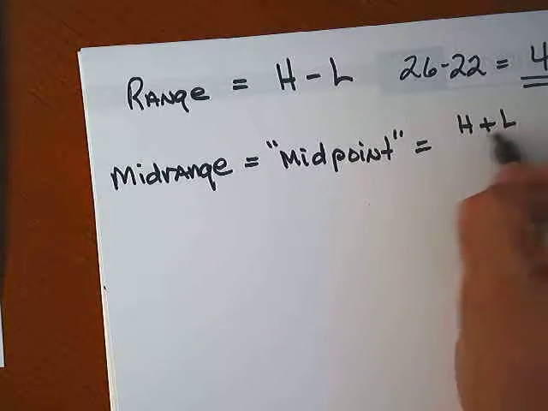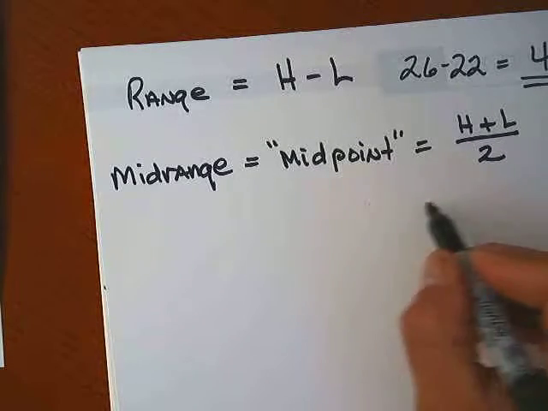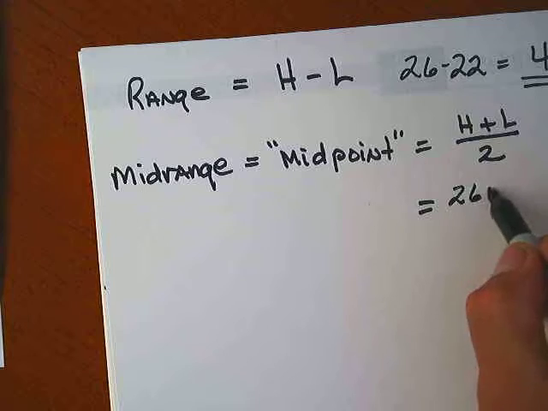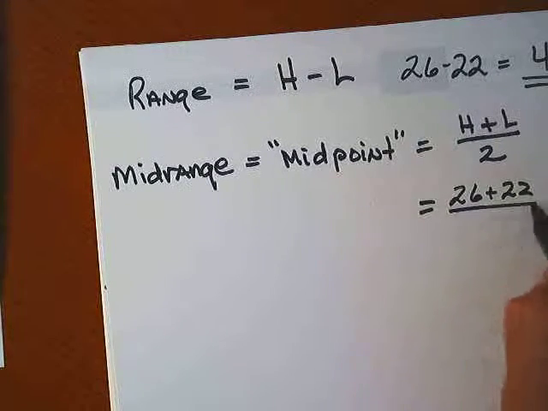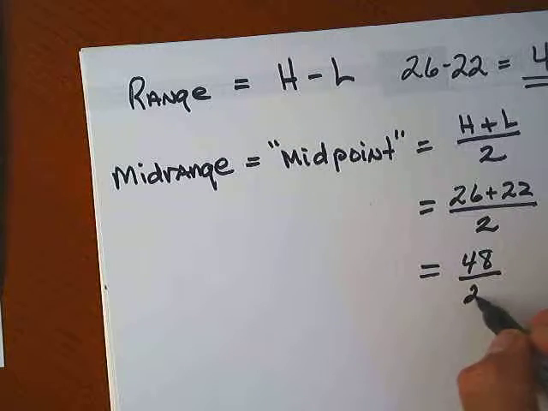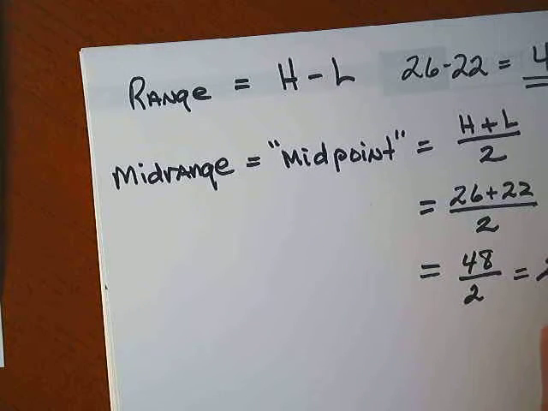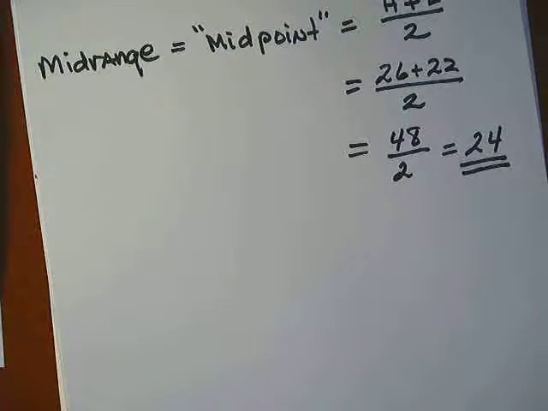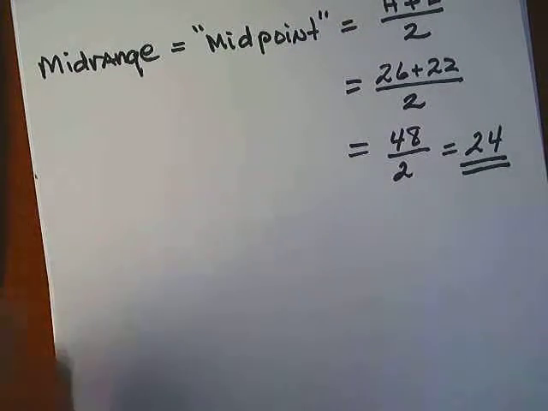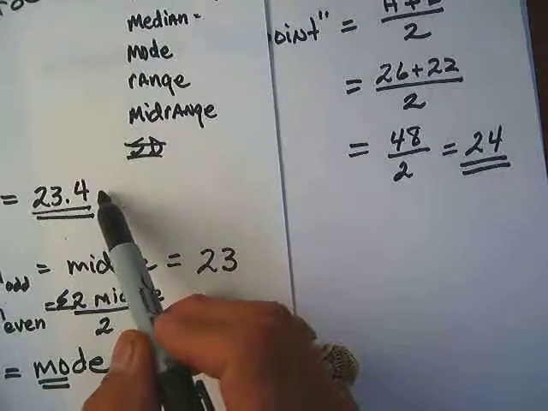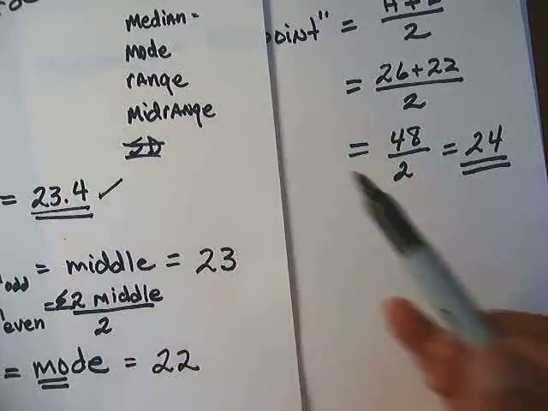And I'm going to put midpoint here, because a lot of you remember the midpoint. You take 2 terms, add them together, and divide by 2. Well, in this case, you take the highest plus the lowest and divide by 2. And in that case, that would be 26 plus 22 divided by 2, 48 divided by 2, 24. So 24 is your mid-range.